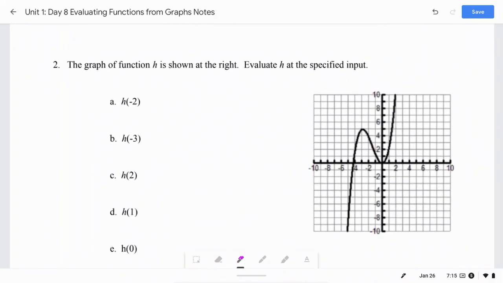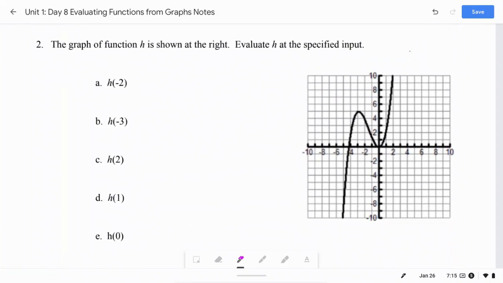Now we're looking at this graph, which is a little different than the first example. This graph is our h of x function. We want to evaluate that function at some different points on the graph. Again, -2 is our x coordinate. So -2 would be here on the x-axis. We would have to go up to get to this point on the graph. That point is at -2, +4.